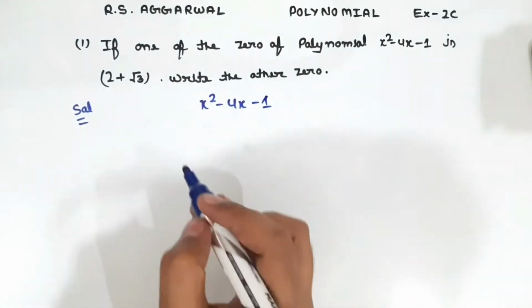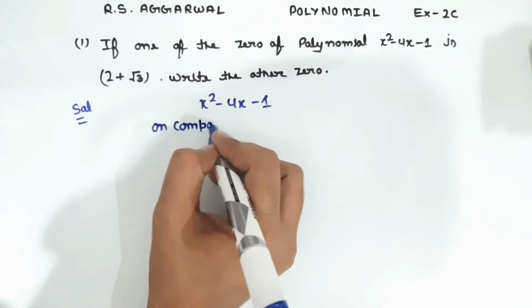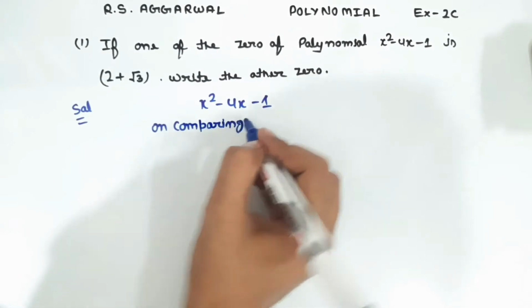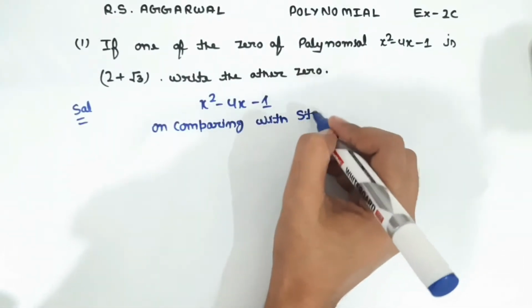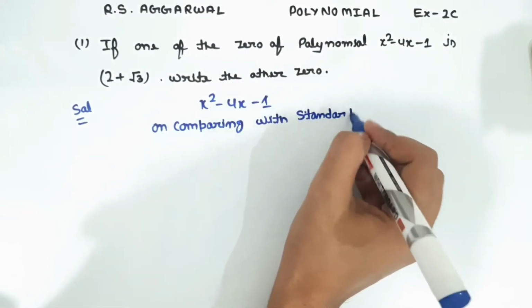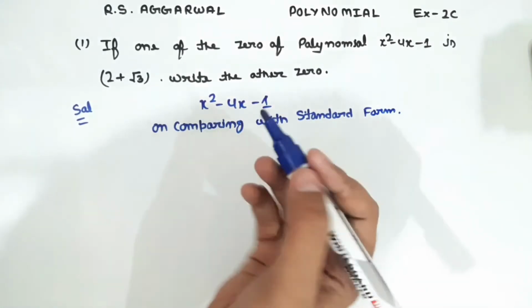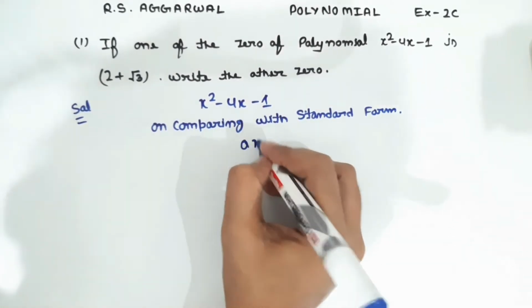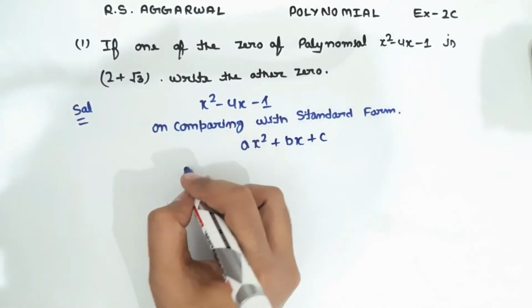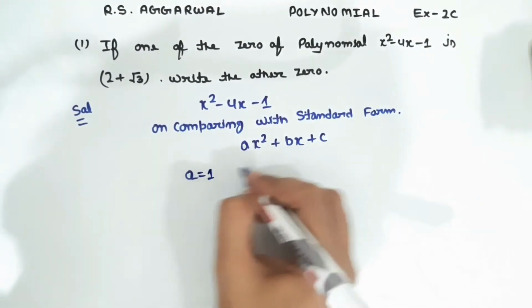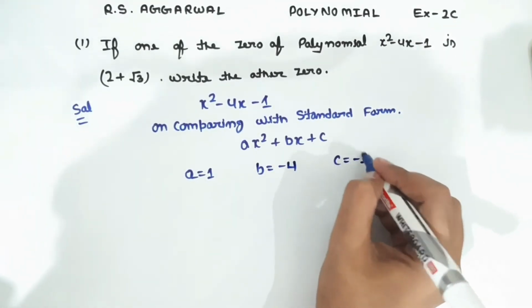So, on comparing with the standard form. The standard form of a quadratic polynomial is what? Ax square plus bx plus c. So from here, a will be 1, b will be minus 4 and c will be minus 1.